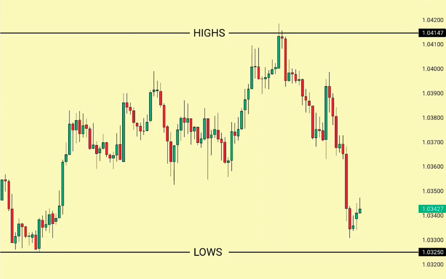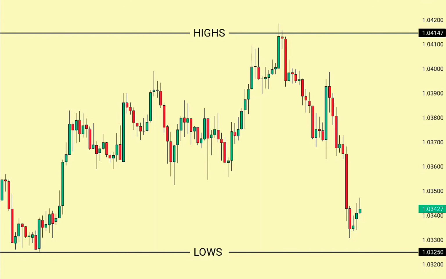Now, the biggest question is, if the market already knows its target is the buy-side liquidity, then why doesn't it move there in one straight line? The reason is simple. The market doesn't usually move in a straight line. It moves step by step. Before continuing higher, the market often creates a small pullback inside the bullish move. These pullbacks are completely normal and don't always mean the trend is changing. Instead, they help the market build the next move. This is exactly where internal liquidity forms.